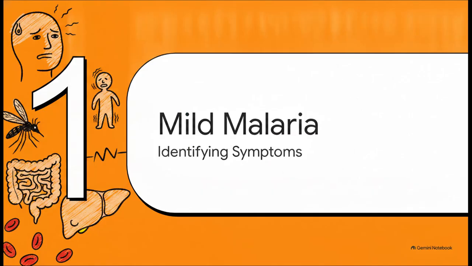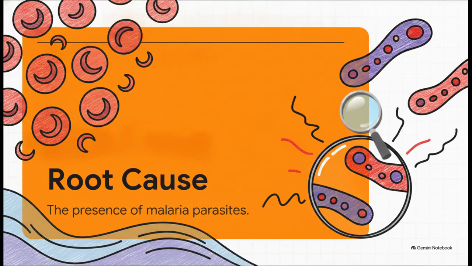Section 1. Identifying mild malaria. Now, before we even talk about how a patient actually feels, we have to establish the microscopic root cause. Translated, it simply means the presence of malaria parasites. It's a really important medical distinction to make. The disease isn't just the symptoms you feel. It's the literal, physical presence of these microscopic invaders setting up shop in your bloodstream, way before the physical distress even kicks in.